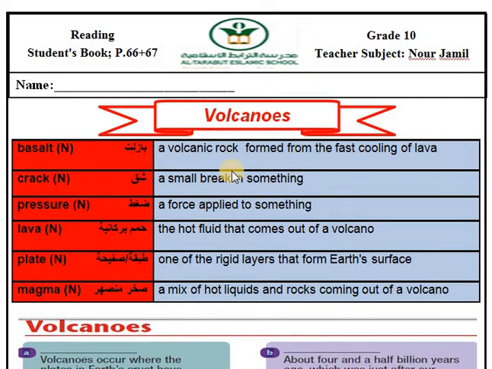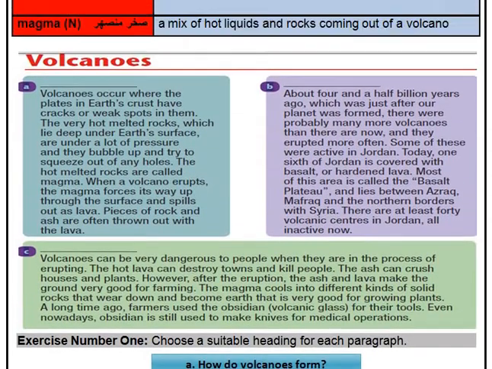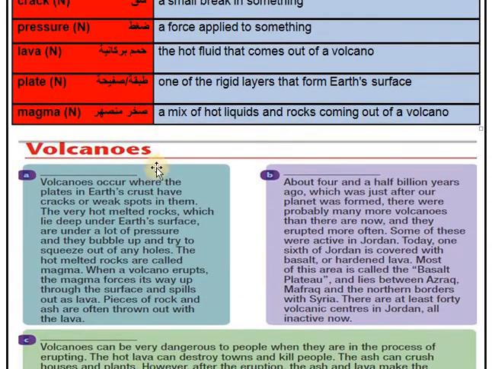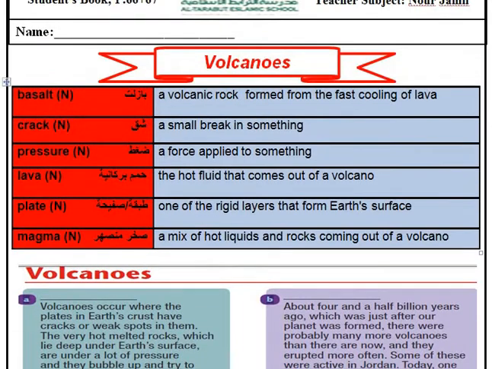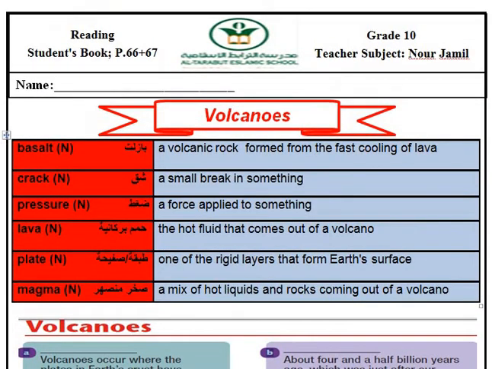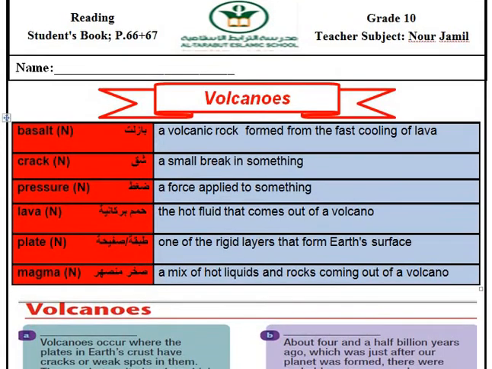As you see, this is a reading worksheet. In this worksheet, we will read 3 paragraphs about volcanoes. You need to bring your student's book and your notebook. Let's start. As you see, the title is Volcanoes. Do you remember what's the meaning of volcanoes? Yes, of course. Volcanoes, براكين.